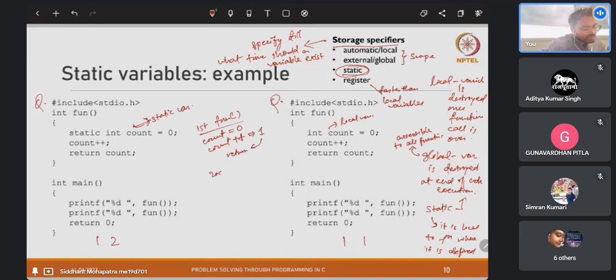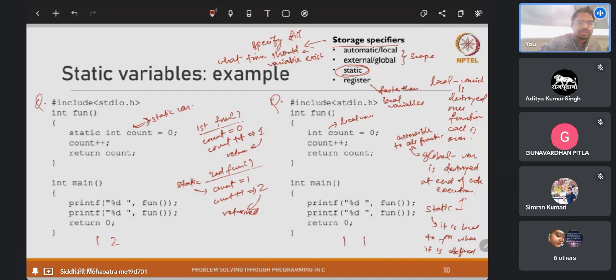Now the second time you call fun, the count still exists as 1 because it is a static variable. Because it's static, it retains its value; the variable is not destroyed, so the value is still 1. Now again you do a count plus plus, so the value becomes 2, and this is what is returned. So the second time you call it, the value becomes 2.